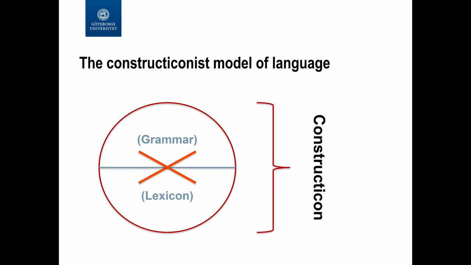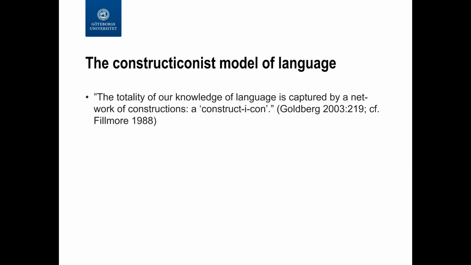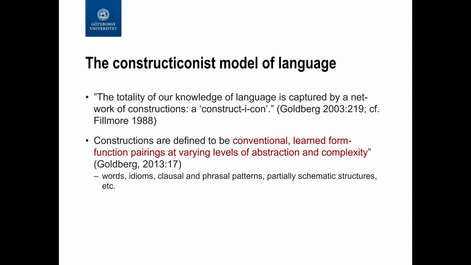And the constructicon would then be a network of constructions. And a construction, from this perception, is basically any conventional form-function pairing. It could be of any level of abstraction or complexity. So you have words, idioms, clausal patterns, phrasal patterns, partially schematic structures. Any linguistic pattern is basically a construction.